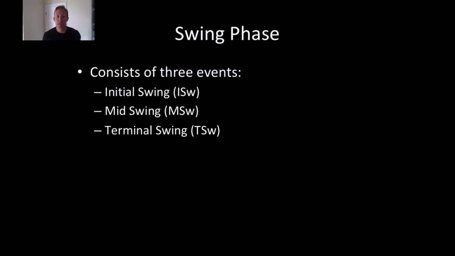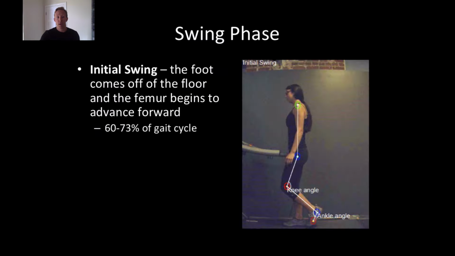It's only got 3 events. We have initial swing, mid swing, and terminal swing. Okay, so initial swing, you remember we ended with pre-swing in the stance phase. Pre-swing, the foot was still on the ground, and then we had toe off. Now in initial swing, the leg is starting to swing to come forward to take the next step.